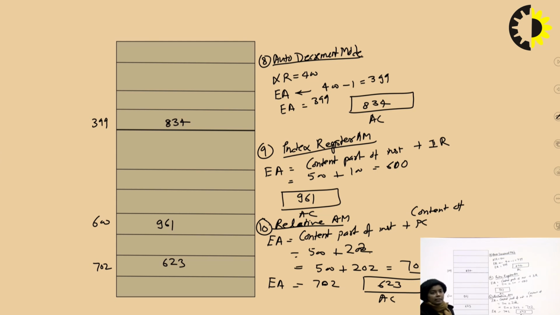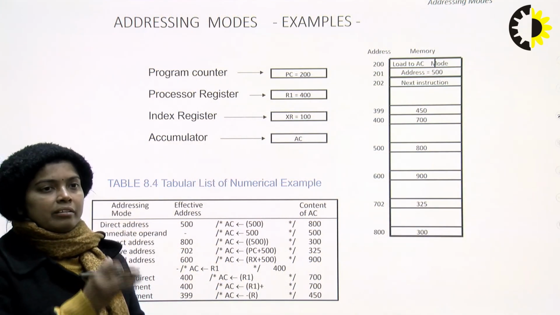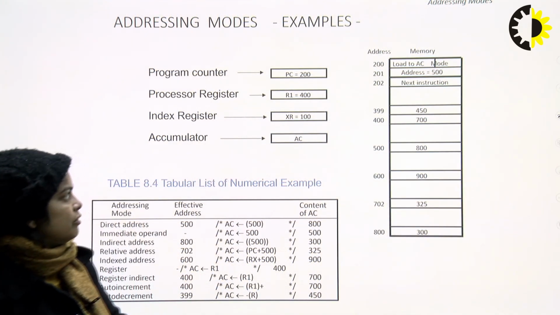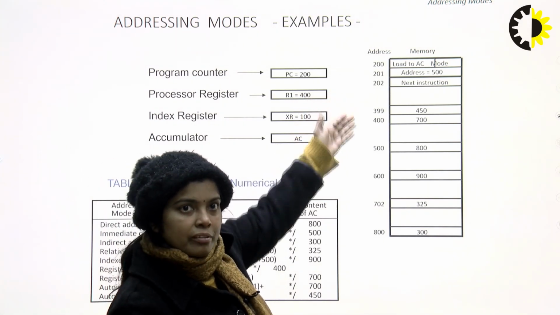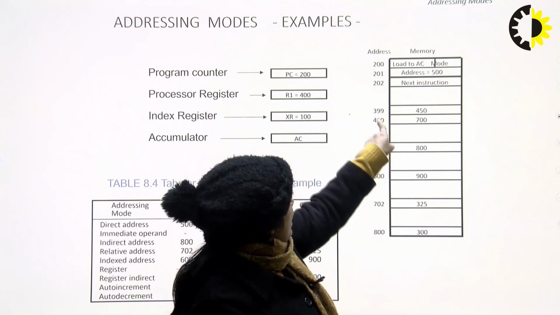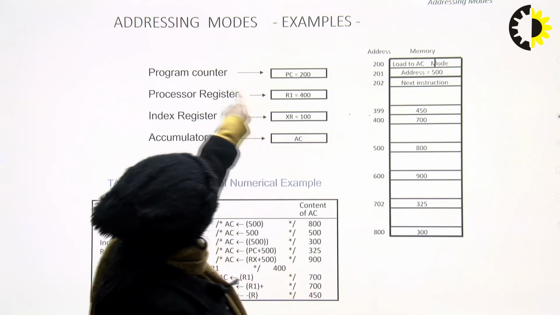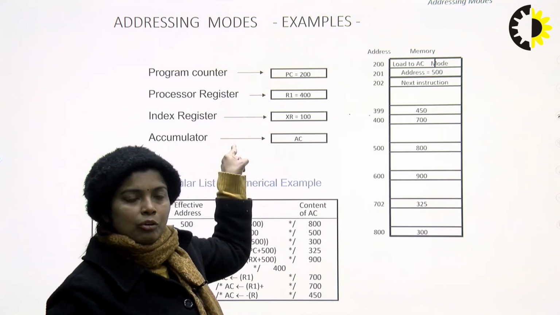So these are the 10 addressing modes you have to calculate. Generally in your paper, these types of questions will come. So this is the addressing mode example that we are discussing here. You can see here that it is load to AC with the mode, and 201 and 202, that is our next instruction. And in this particular situation, the program counter value is given, and this is the question.